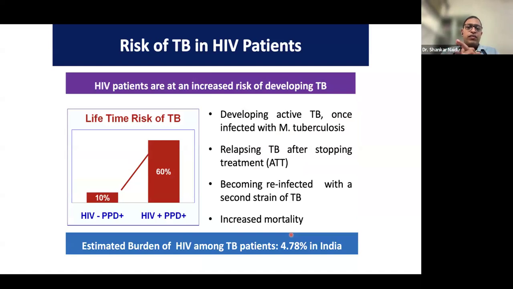So the risk of TB in HIV patients, we all know, is very high. I don't think I need to go into the details of the prevalence, but as you can see, HIV negative, PPD positive, the risk of TB is about 10%, but HIV positive, PPD positive, the risk is about 60%. And there can be new acquired infection or relapsing infection or reactivation of the previously acquired infection. And the estimated burden of HIV among TB patients is somewhere about 5% in India.